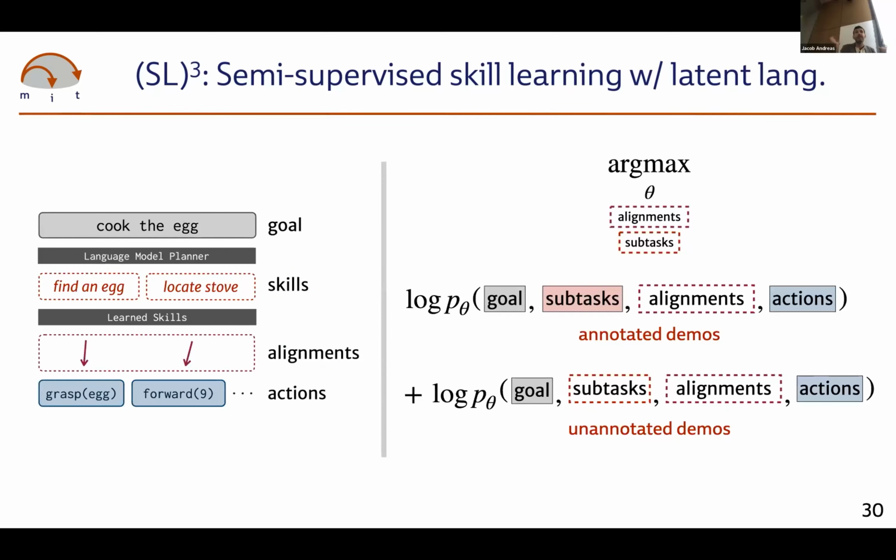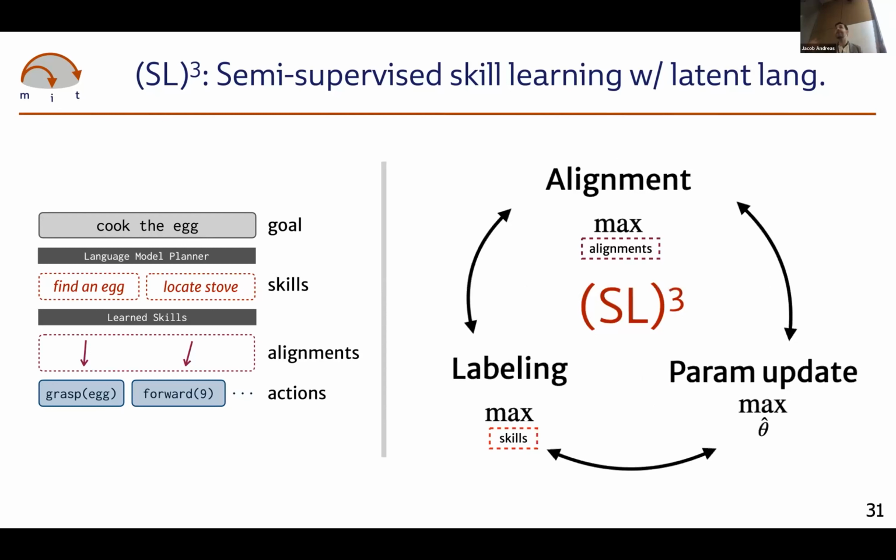And we can do this via just sort of ordinary MAP inference, by finding hard assignments to subtasks, alignments, and parameters to maximize the complete likelihood of this data set of demonstrations under these policies that we're learning. And it turns out that you can do this pretty effectively by just doing coordinate ascent. So we can alternate between aligning chunks of these demonstrations to instructions, relabeling each of these aligned chunks with a sort of good description of it, and then updating the model parameters for the policies themselves. And we call this algorithm semi-supervised skill learning with latent language.